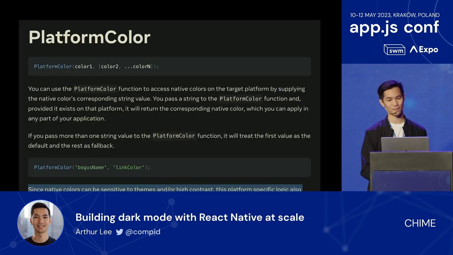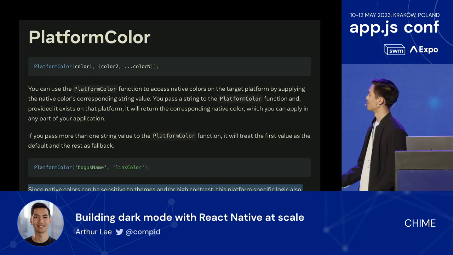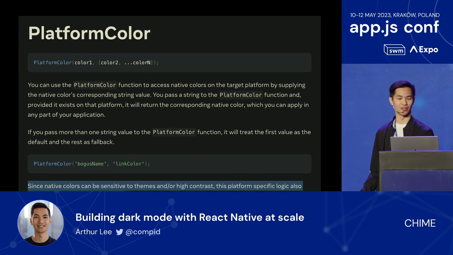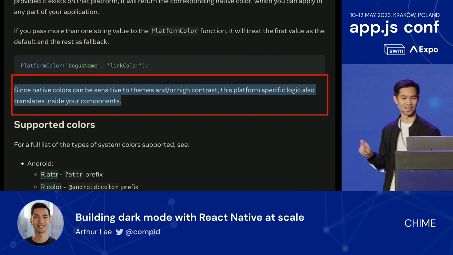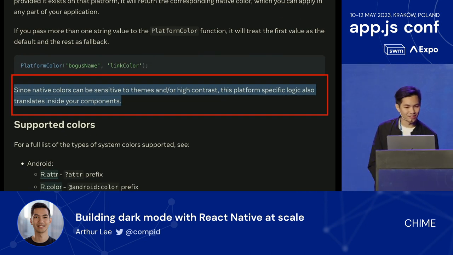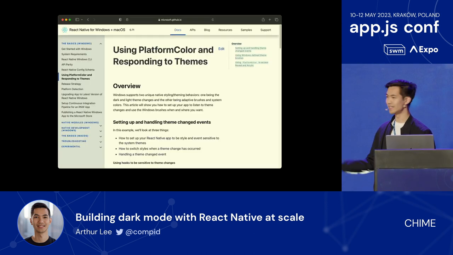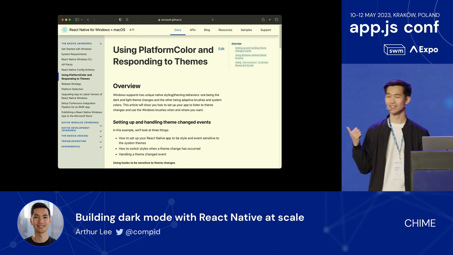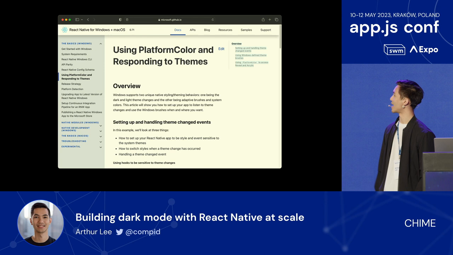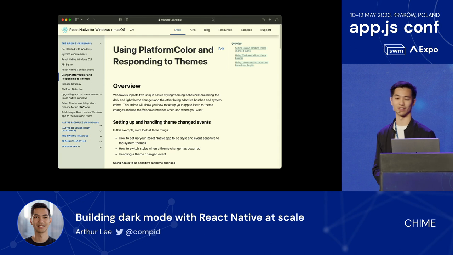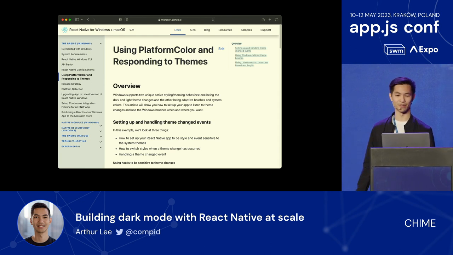And if you look at the Platform Color documentation in the React Native docs, you won't really see anything about dark mode except for this sentence that says, since native colors can be sensitive to themes, this platform-specific logic also translates inside your components. And that means that we can use it to build dark mode. Funny aside is that if you look at the React Native documentation for Windows and macOS, there's actually a pretty great write-up about how to use Platform Color to respond to themes. So definitely check that out.